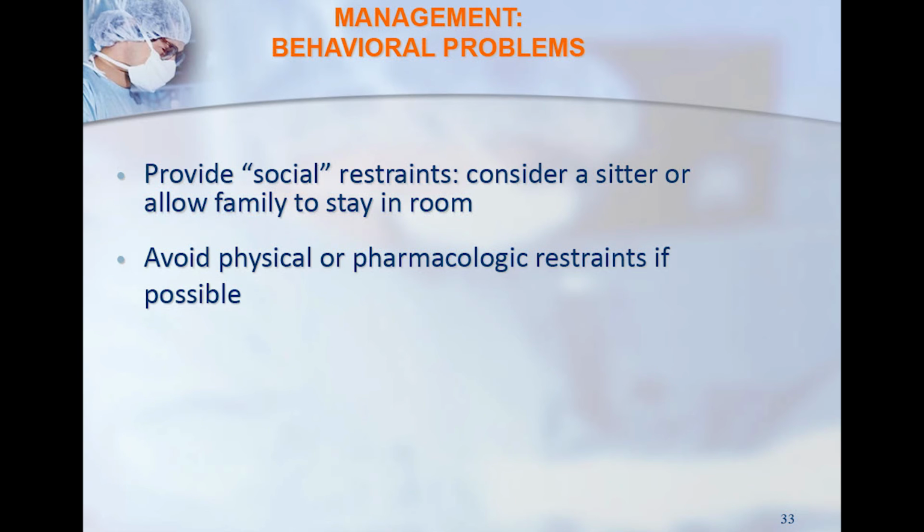Another concept, social restraint. Family members can sit with the patient, because otherwise they will feel a little bit embarrassed or they don't feel safe. One family member, because of COVID we don't need multiple family members. Family members can come in shifts. Avoid physical or pharmacological restraint if possible.